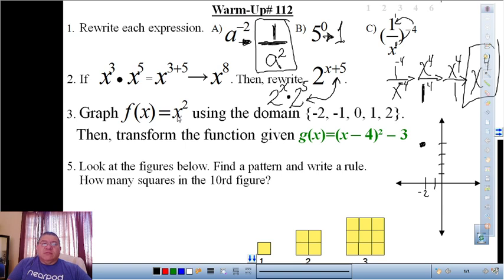What is negative 1 squared? Negative 1 squared is 1. What is 0 squared? 0. 1 squared? 1. And 2 squared? 4. Alright, so there it is.